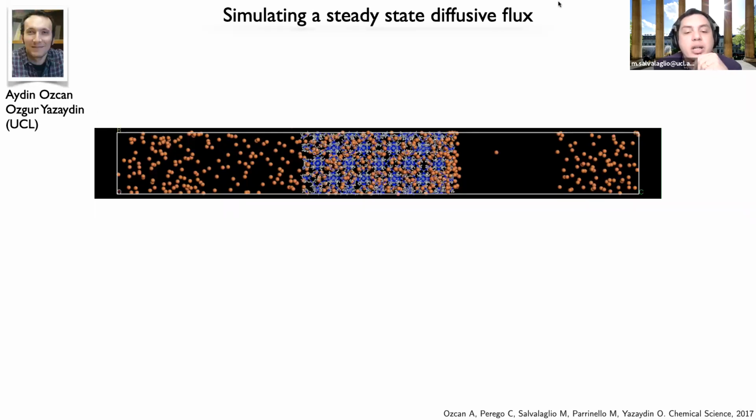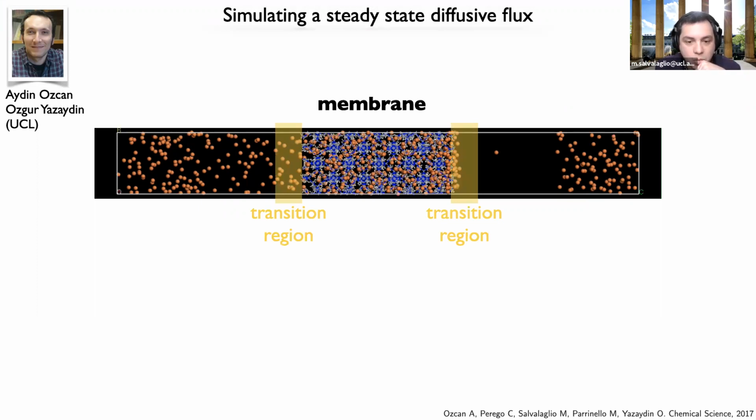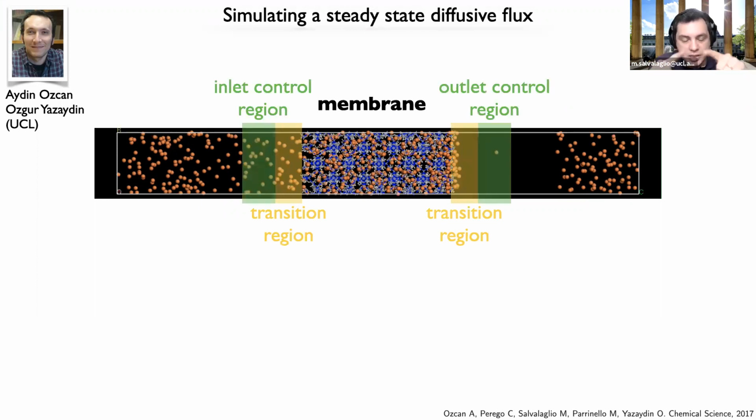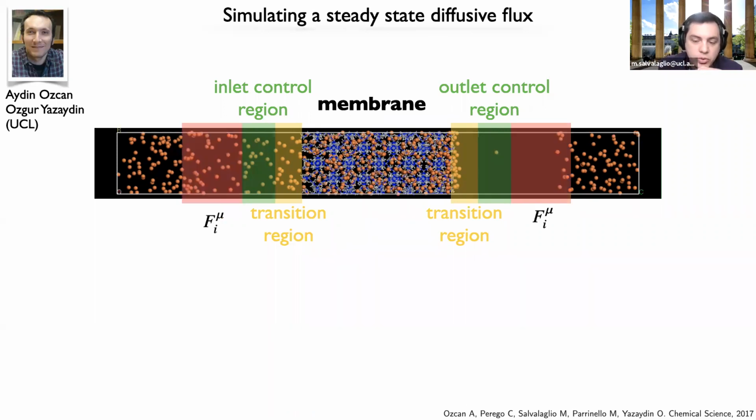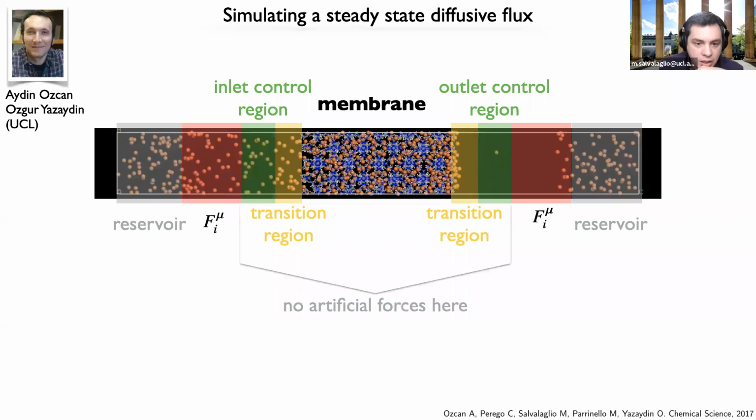So in this case, we are using this idea, but we are decoupling the control regions on the two sides of the membrane. And in this way, we are inducing a diffusive flux across the membrane. So this is the membrane, which is a MOF membrane. Then we have a transition region where there is a non-steady concentration profile, an inlet and an outlet control region that again are the regions in which we are controlling using Plume the number density of solid molecules, in this case of gas molecules. And then we have a region in which the forces are applied and the reservoir.